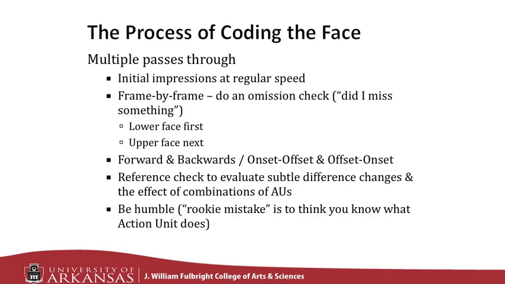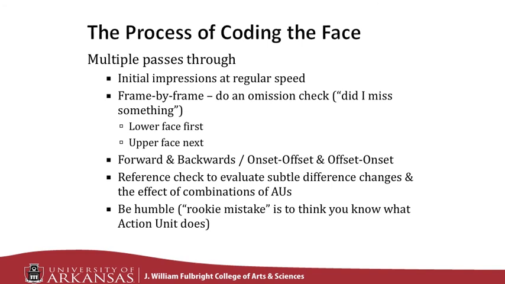Now, while I'm not suggesting that everyone become a facial action coding system coder, to give you an idea of the process by which the face is coded, multiple passes are made through every clip that is analyzed. First of all, you have initial impressions at regular speed. Then you do a frame-by-frame analysis where you have an omission check. In other words, you ask yourself, did I miss something? So you look at the lower face first and then the upper face next. You go backwards and forwards and backwards, so you're looking from onset to offset and then offset to onset.